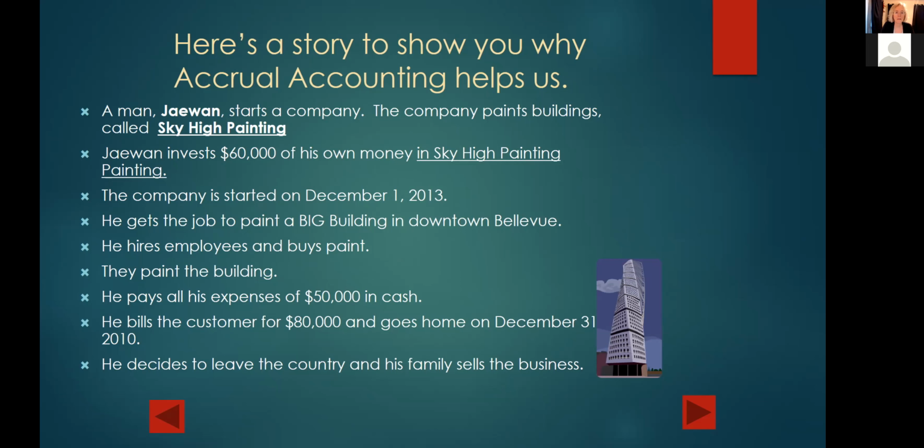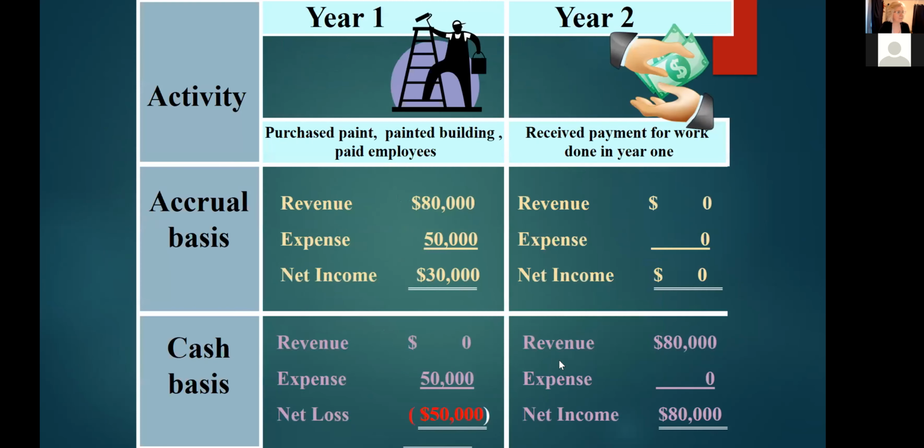He gets the job to paint a building in downtown Bellevue. He hires the employees and he buys the paint. They paint the building. He pays his employees and he pays for the supplies, the paint. And that's $50,000 cash out. However, the customer doesn't pay him, but he does bill the customer on the last day of the year, $80,000. Then he decides to leave the country and his family sells the business. You know, how many people would do that after 1 month? Nobody, but anyway, it makes a good example.